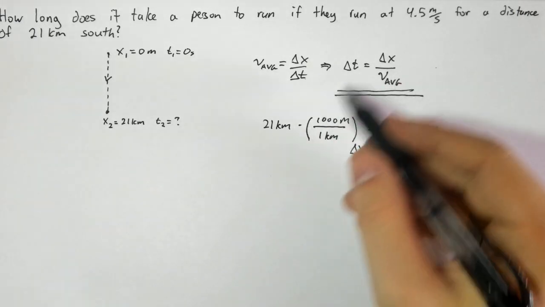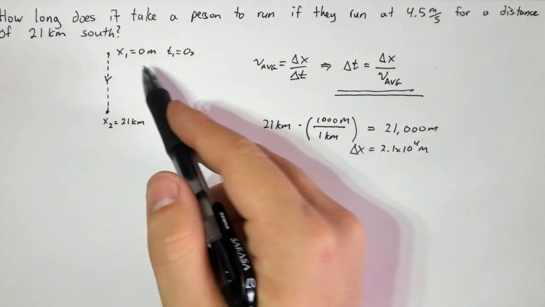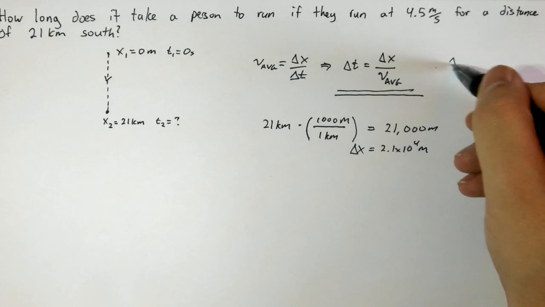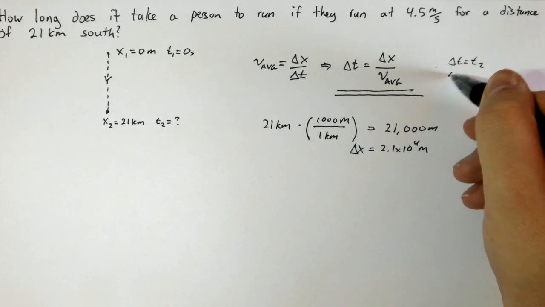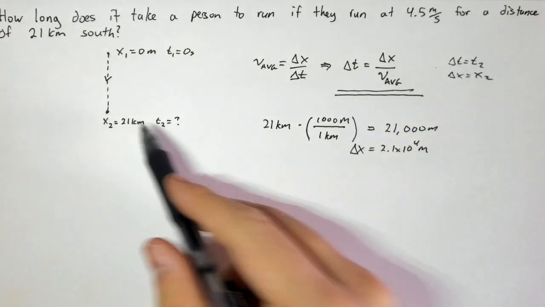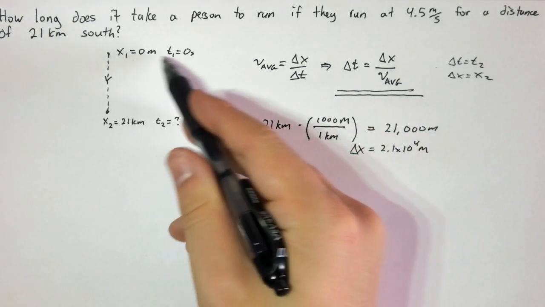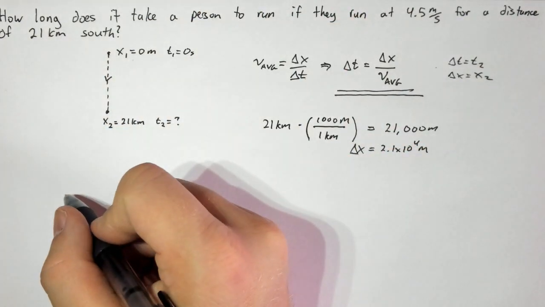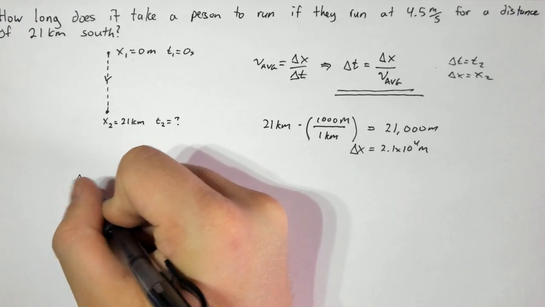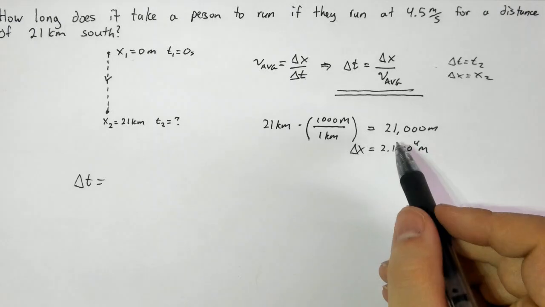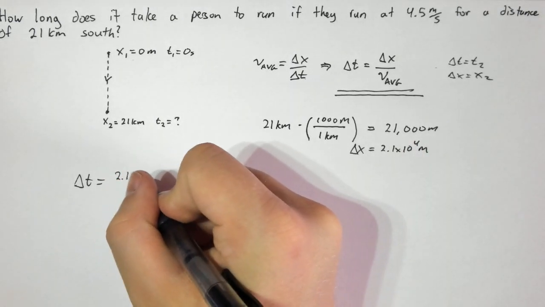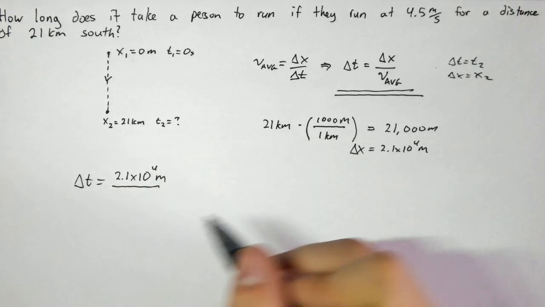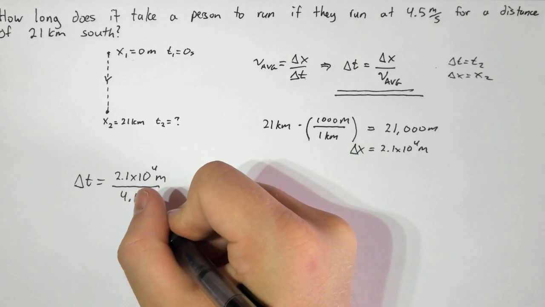And notice one thing, I'm going to leave this as delta t and delta x because since x1 and t1 are 0, delta t is just equal to t2, and delta x is just equal to x2. That only applies if the initial values are 0. So now all we have to do is plug in the numbers, where delta t is equal to 21,000 meters divided by 4.5 meters per second.